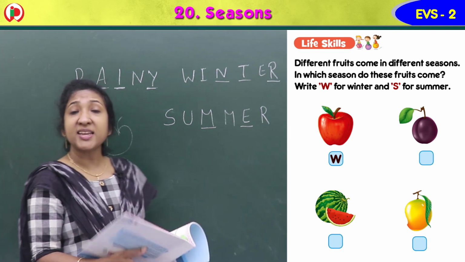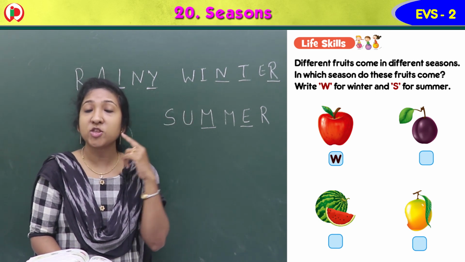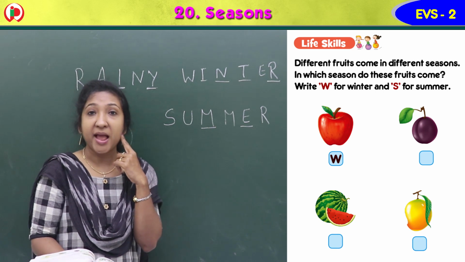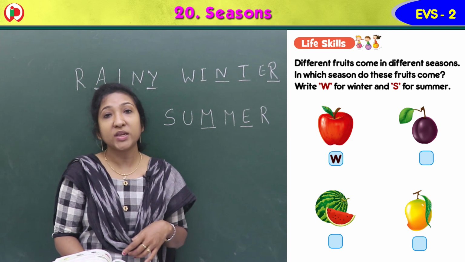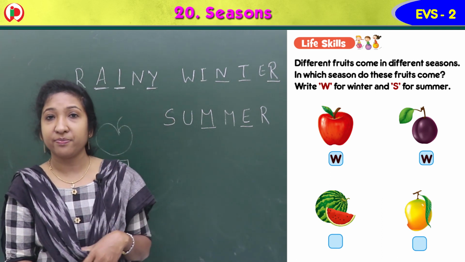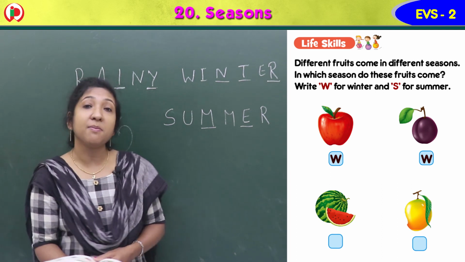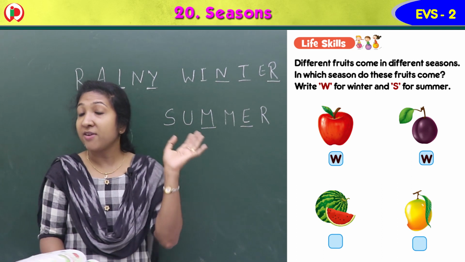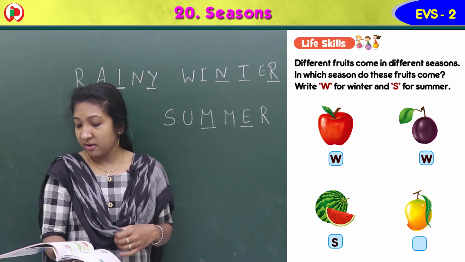Then which is the next image? Second fruit. Which fruit is that? Yes, it is a plum, isn't it? That also we get in winter. We can write W there. Then watermelon. Yes, it's a summer fruit. Third image is of a watermelon, summer fruit. So you can write S.